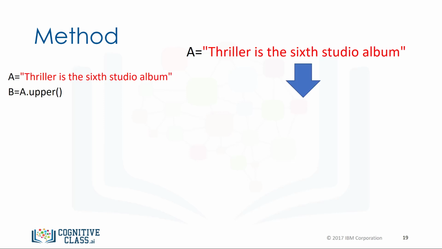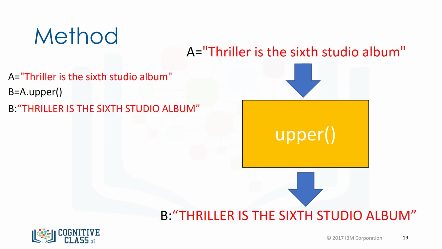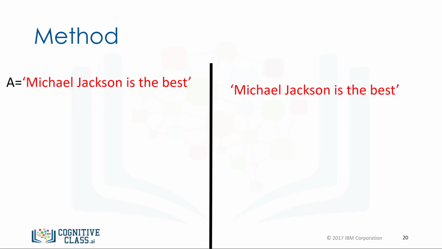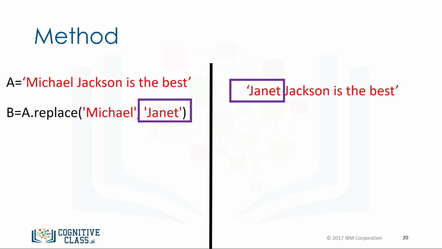In this example, we set the variable A to the following value. We apply the method upper and set it equal to B. The value for B is similar to A, but all the characters are uppercase. The replace method replaces a segment of the string, i.e., a substring, with a new string. We input the part of the string we would like to change. The second argument is what we would like to exchange the segment with. The result is a new string with the segment changed.